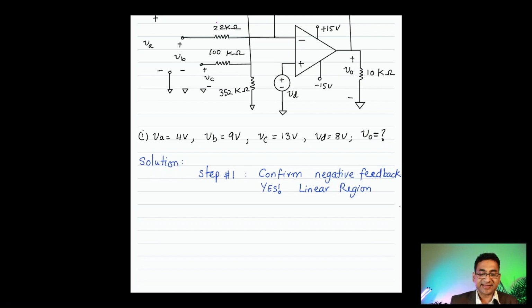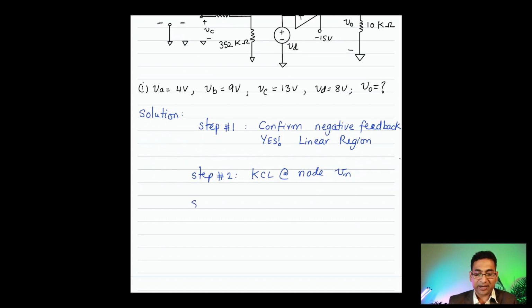Now, what is the second step? Step number 2 is to write KCL at node Vn, right? We write KCL at node Vn. Well, you know what? Let me do step number 3 before step number 2. I'm going to do this ahead of step number 2. What is step number 3?